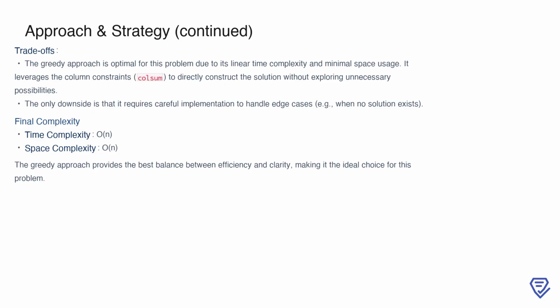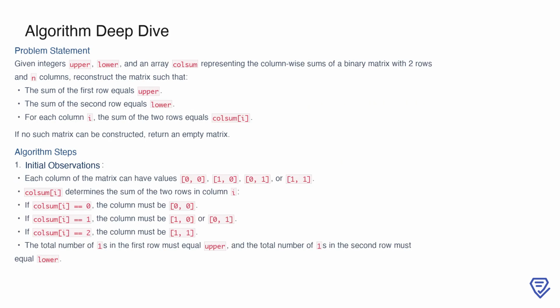However, it's worth noting that careful implementation is required to handle edge cases, such as scenarios where no valid solution exists. Despite this, the greedy approach stands out as the optimal strategy because it leverages the structure of the problem to avoid unnecessary computations. Its combination of speed, simplicity, and correctness makes it the ideal choice for reconstructing this two-row binary matrix. To reconstruct a two-row binary matrix, we first need to understand the problem and its constraints.